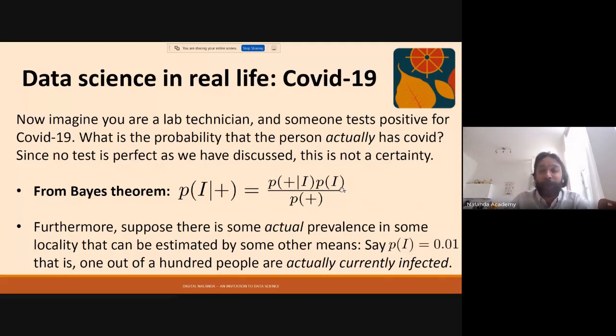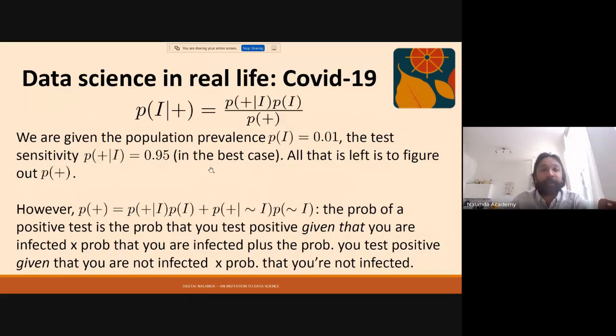So we have this number up here, and moreover, the probability that you test positive given that you're infected is indeed the test sensitivity. So let's take that to be 0.95. Let's take the best case scenario and say that this number is 0.95. All that's left to figure out is the probability that indeed you test positive. But we can calculate that number.